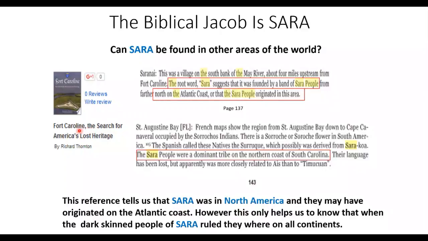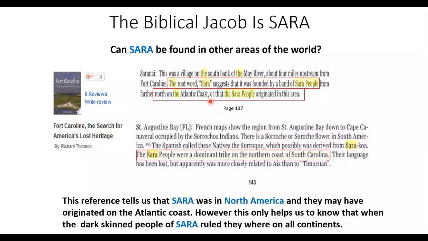This book right here is Fort Caroline, The Search for American Lost Heritage. In this book, we find that the actual SARA tribe had made it to the Americas, and in some pieces, the book starts to say that maybe they originated here. So there is some thought: did SARA come from America to Africa, or from Africa to America?